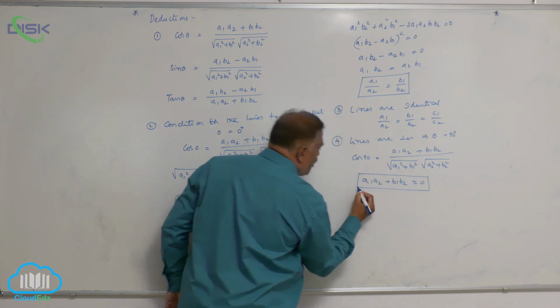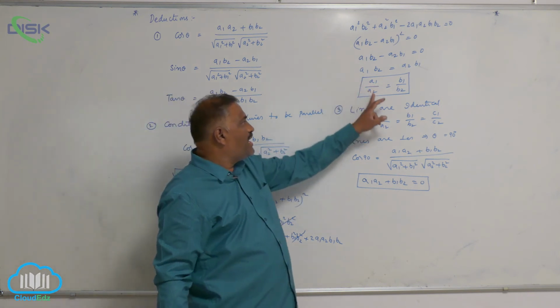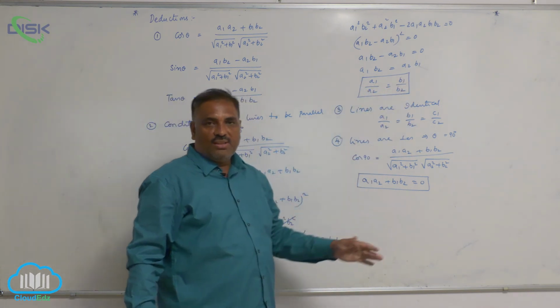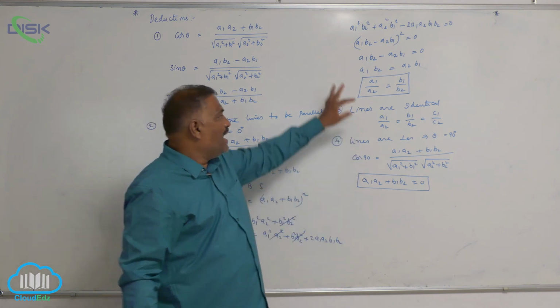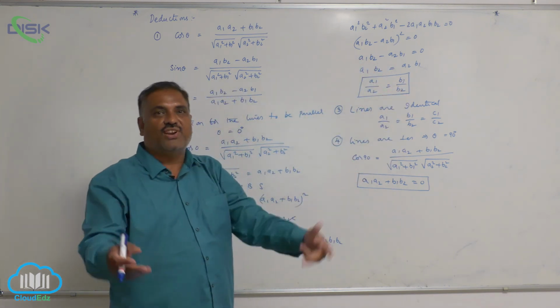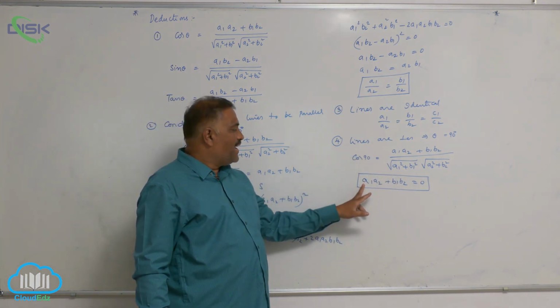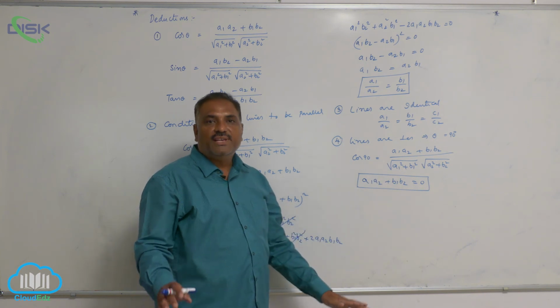So we are going to apply condition for parallel lines as a1 by a2 equal to b1 by b2. That is ratio of x coefficients is equal to ratio of y coefficients in both the straight lines. And condition for perpendicular lines is a1 a2 plus b1 b2 is equal to 0.